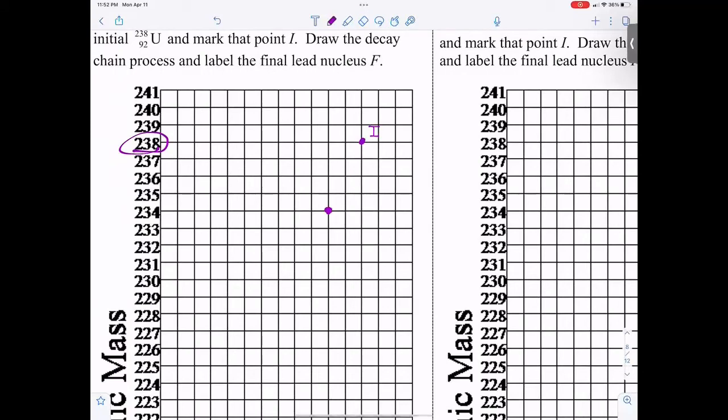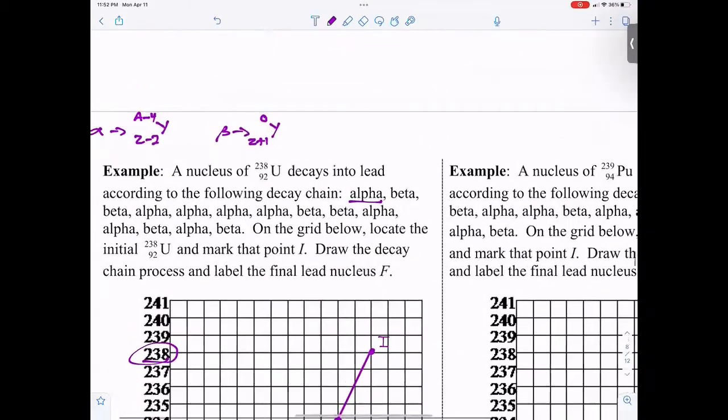That would put us right here. Okay, so there's our first reaction right there. Okay, and then cross them off as you go. And then we have a beta reaction after that.